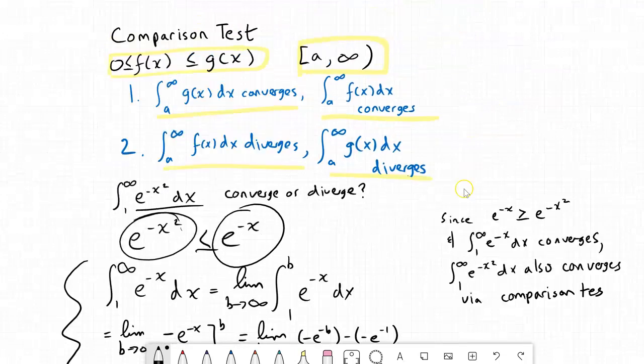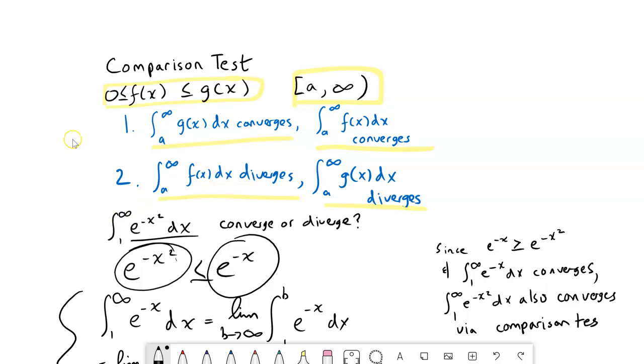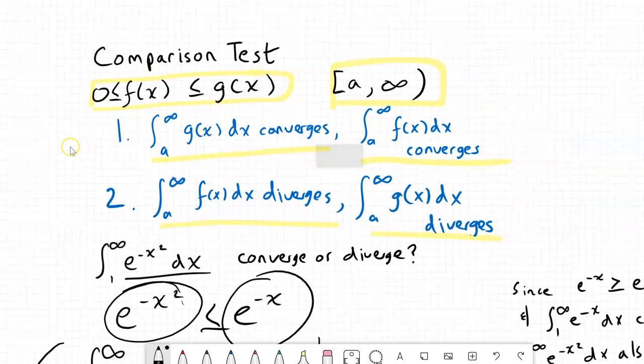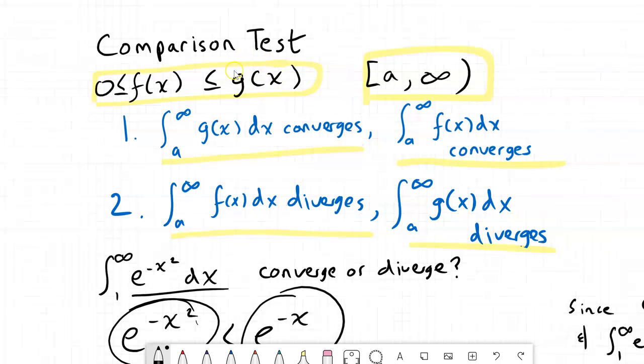But I'm going to go back to the main idea, the comparison test right here. We want to basically define or have a function that's always bigger than something smaller, and that allows us to compare two functions, right? And it basically tells us if something converges that is bigger, then the smaller function should converge. In contrast, if the smaller function diverges, then the bigger function diverges as well. So that's the idea of comparison tests, and that wraps up improper integrals.